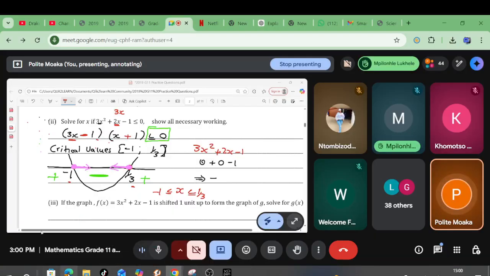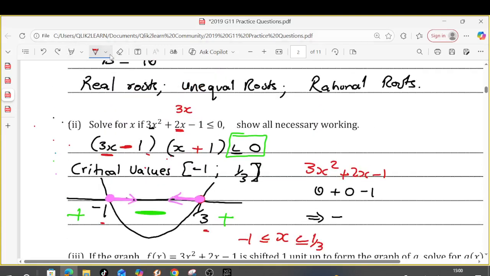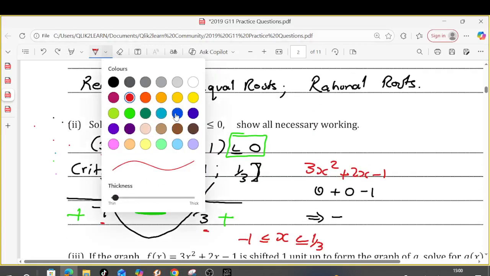In the CAPS question paper, there's this 1.1.2 question. They'll say, correct your answer to 2 decimal places. When you see that statement, that statement is the one that is telling you to use the quadratic formula. But if you don't see that statement, just know that there's a mark for this part.